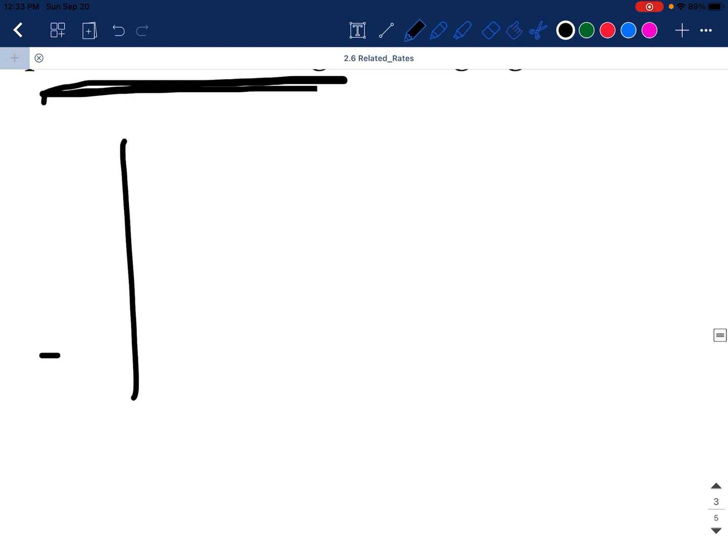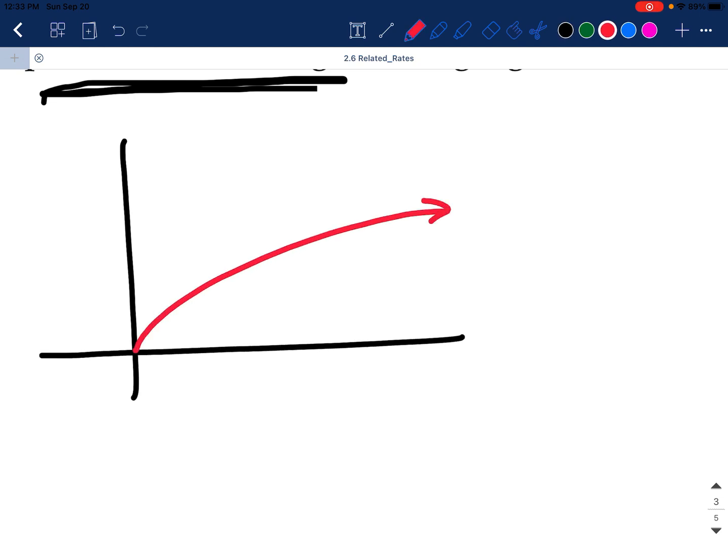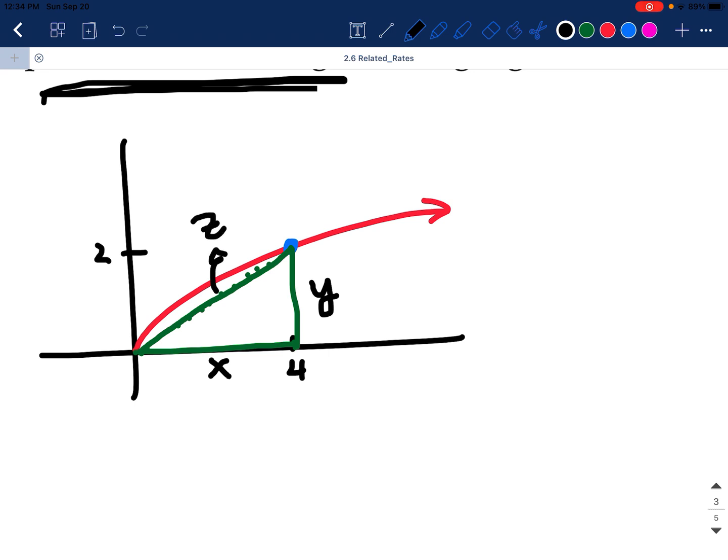So we've got the square root of x. It's going to be our standard square root of x. And then we've got this particle that's at the point (4, 2). Okay, so at that point, we want to know how fast the distance to the origin is changing. How fast is that length changing? So we can actually connect it, and then we can see that we're going to have a right triangle relationship here. So we should note we're going to have x here, we're going to have y, and then this we can again call z, and all three of those distances are changing.